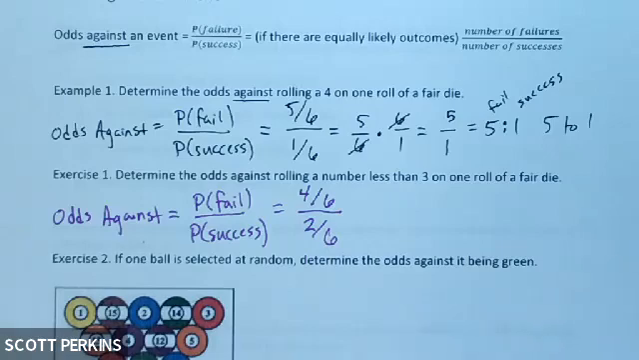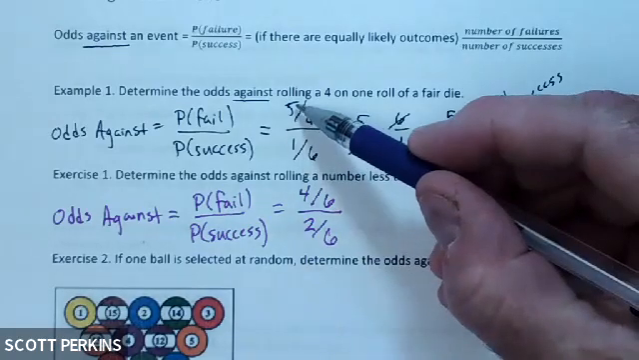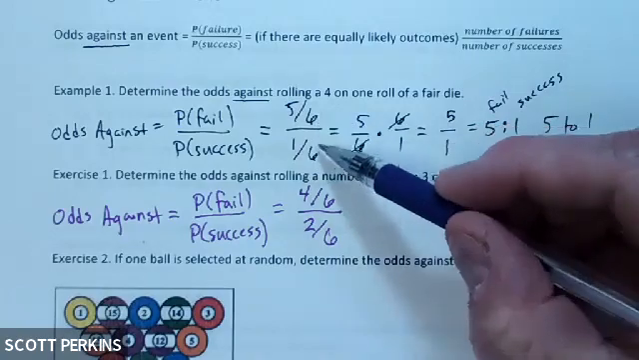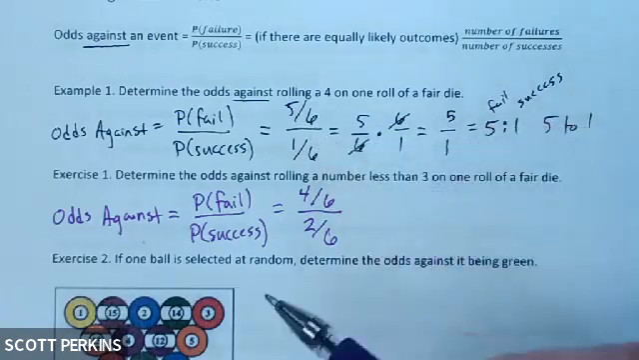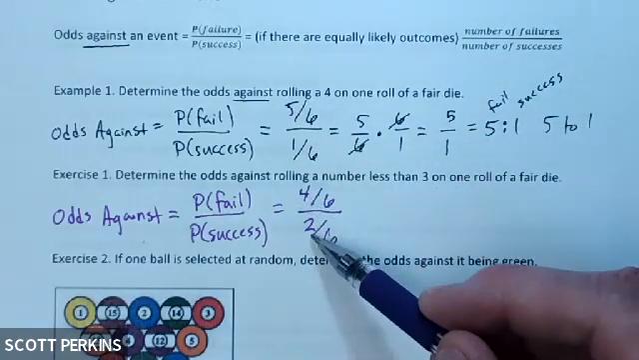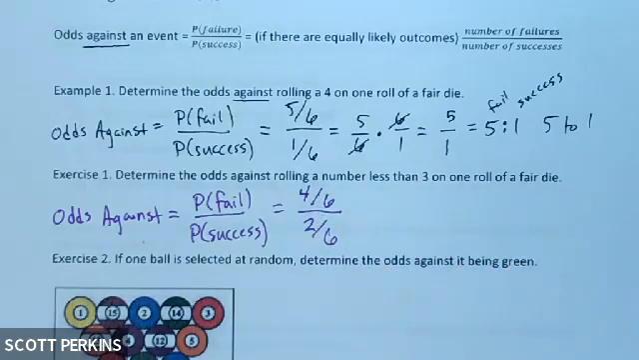So when you add up the number of failures plus the number of successes, that should be the total number of outcomes. Like in the first problem, 5 failures, 1 success, that was 6 total outcomes. We saw that in our denominator. 4 failures, 2 successes, that adds up to 6, which is my total number of outcomes. So that helps you do a quick check that you're not off base.